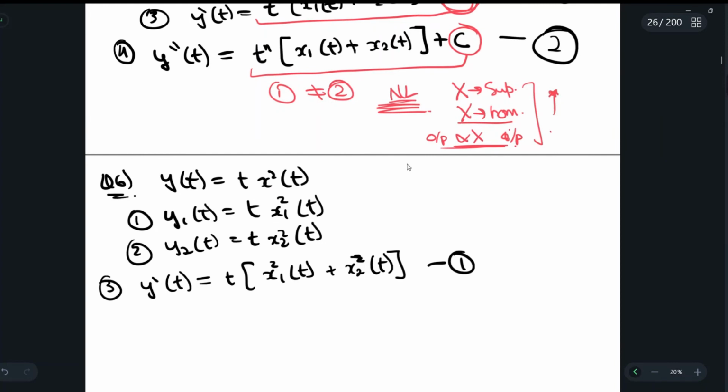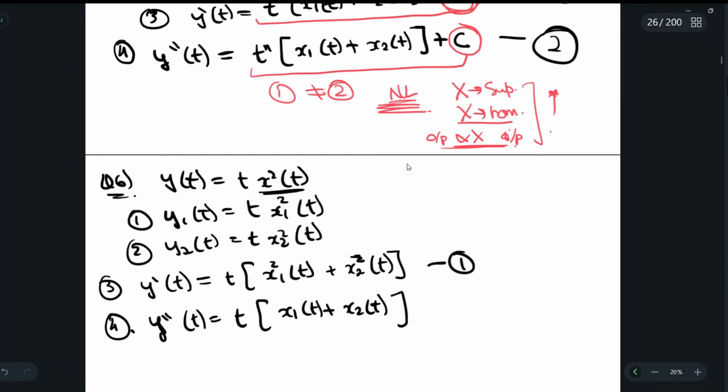Now let us see the fourth step. Now what is the fourth step? We will simply write y double dash of t, and we will replace x of t by x1 of t plus x2 of t. That is, on doing so, you will get t times x1 of t plus x2 of t, whole squared.